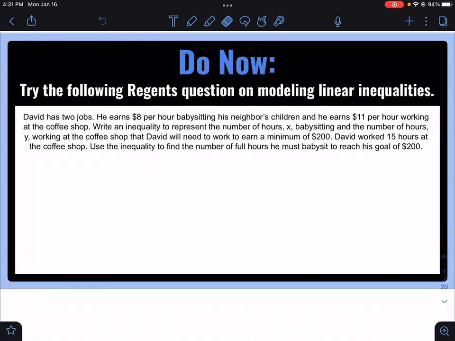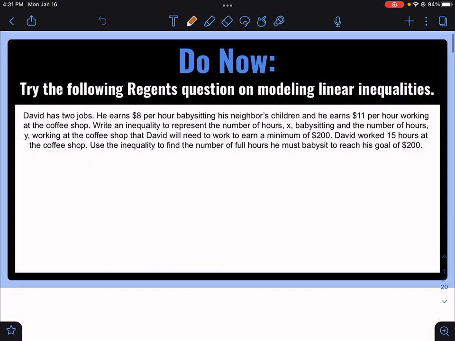All right, let's look at this lesson. First, we are going to look at this equation on modeling linear inequalities. It says, David has 2 jobs. He earns $8 per hour babysitting, plus he earns $11 per hour working at the coffee shop. So B will be hours babysitting, and C will be hours at the coffee shop.